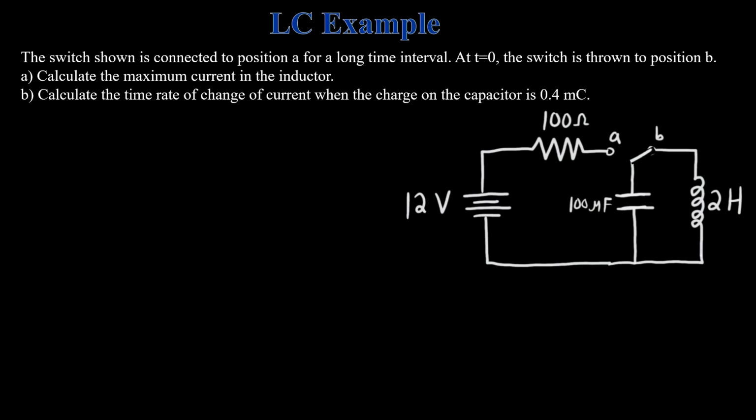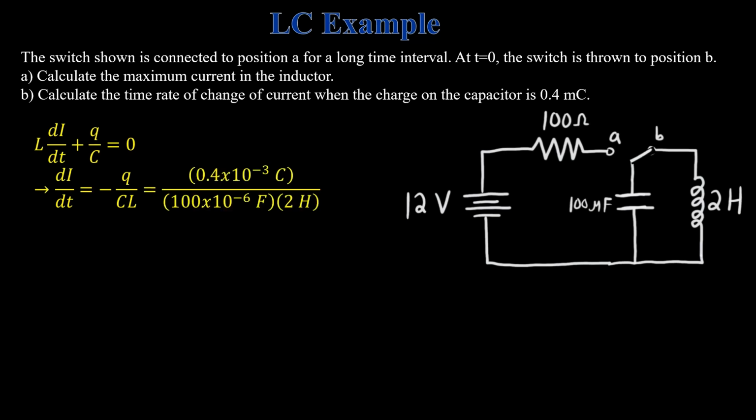Okay, part B is kind of simple. Calculate the time rate of change of current when the charge in the capacitor is 0.4 millicoulombs. This is from Kirchhoff's law again: L dI/dt, the EMF in the inductor, plus Q over C, the voltage across the capacitor, equals 0. So that's solving that for dI/dt. Now we plug in numbers and get our final answer of 0.002 amps per second.